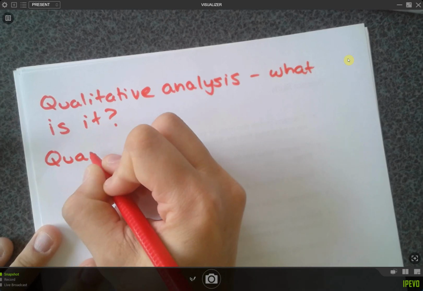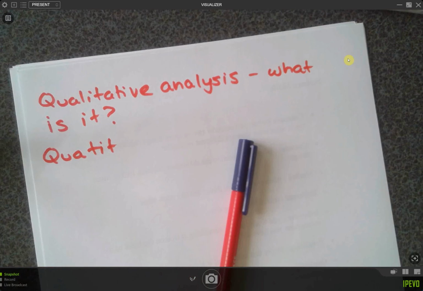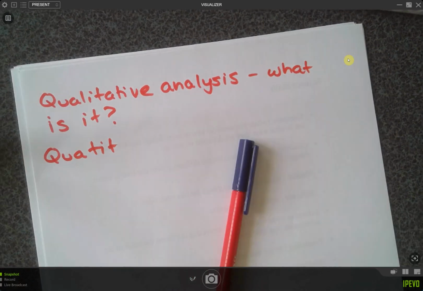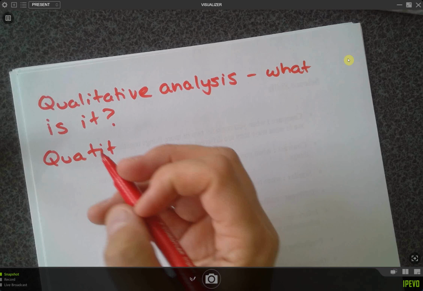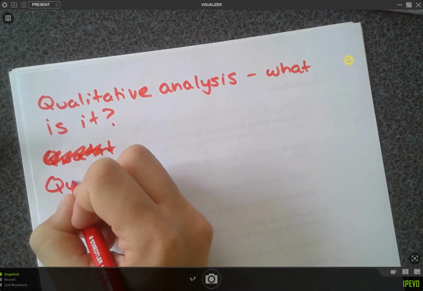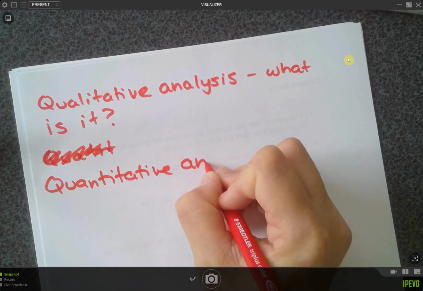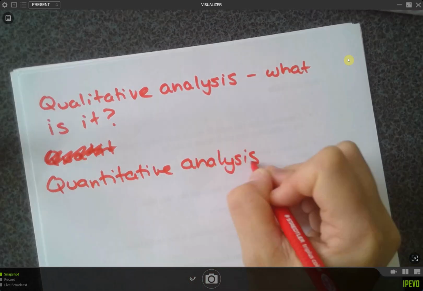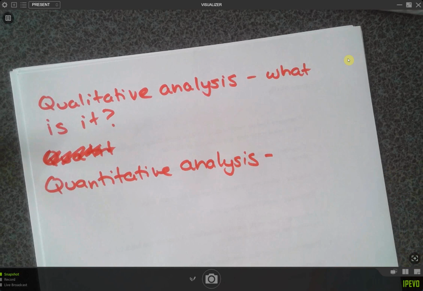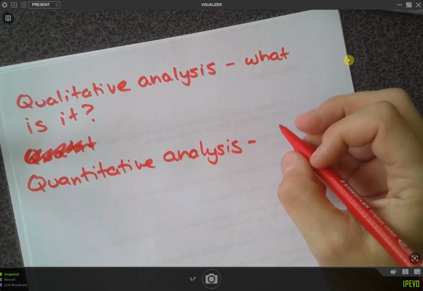I need to look up the spelling. Quantitative analysis. Make sure I spell it right. The other term we think about is quantitative. Anybody want to take a stab at what they think quantitative means? Large quantity. Large quantity. So basically we're asking how much is there?